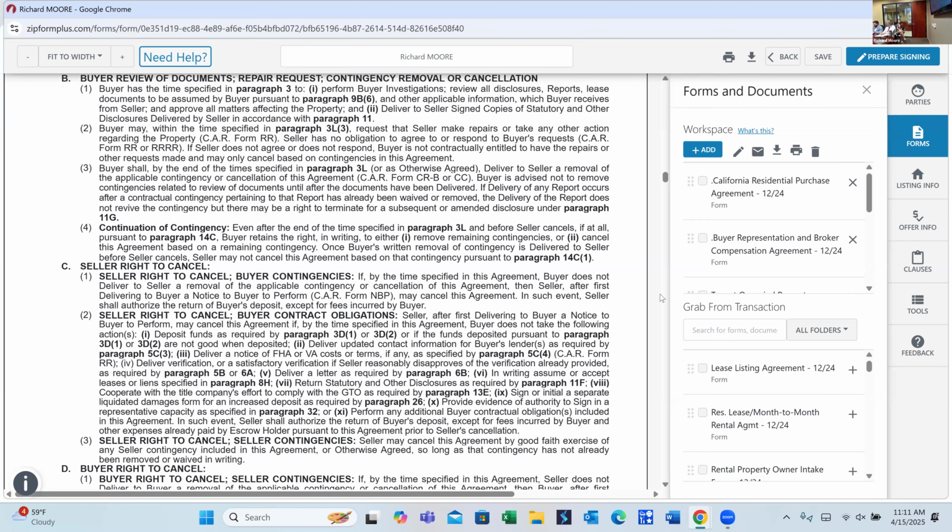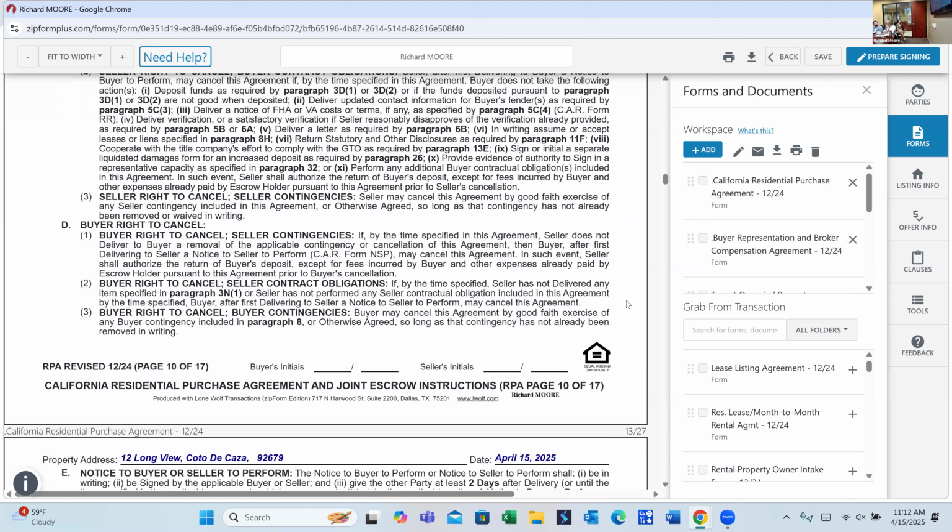Does that make sense? Okay, great. And if they don't remove their contingencies, the contingencies just live on until you force a situation. And now let's assume they remove their, can you close a transaction if you have removed contingencies? Yes, you can. You don't have to remove contingencies.